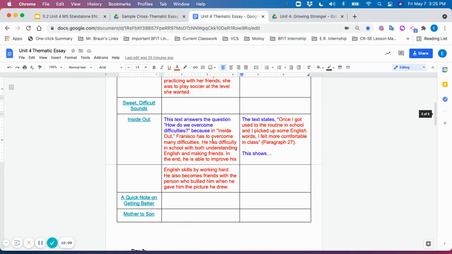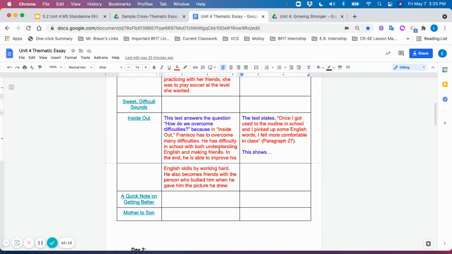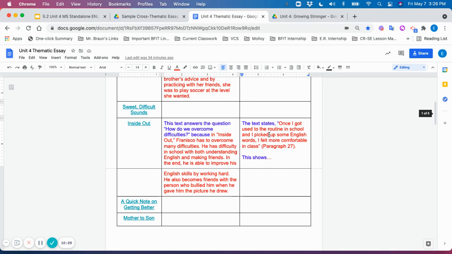Francisco has to overcome many difficulties. He has difficulty in school with both understanding English and making friends. In the end, he is able to improve his English skills by working hard. He also becomes friends with the person who bullied him when he gave him the picture he drew. Okay, and here's a quote: "Once I got used to the routine in school and I picked up some English words, I felt more comfortable in class."